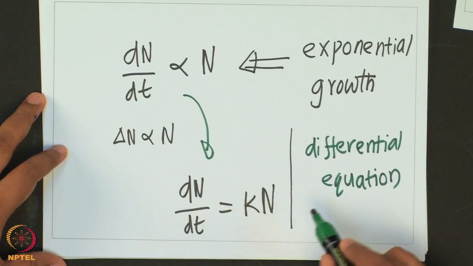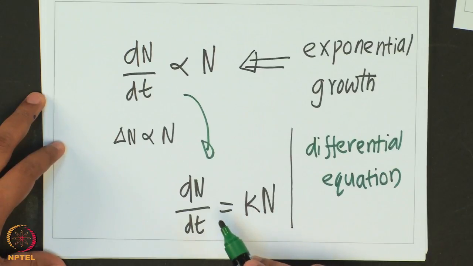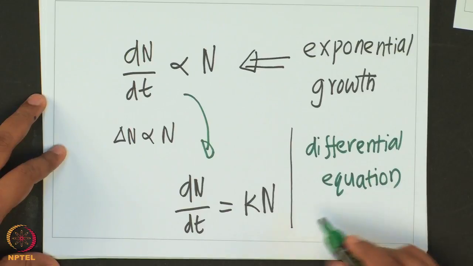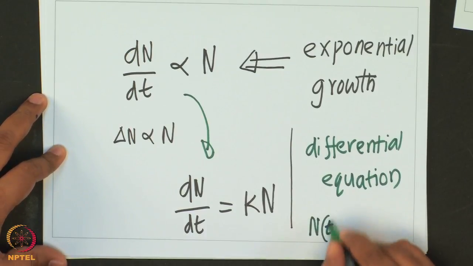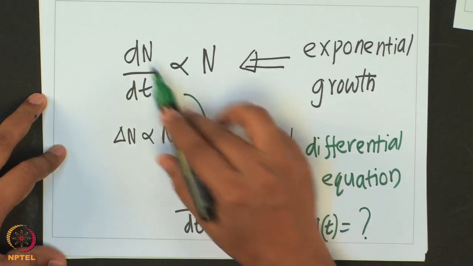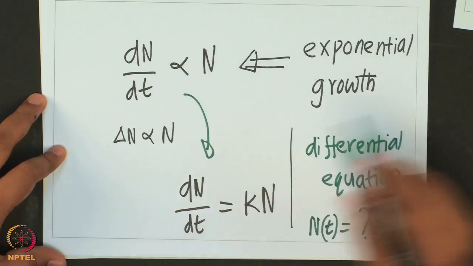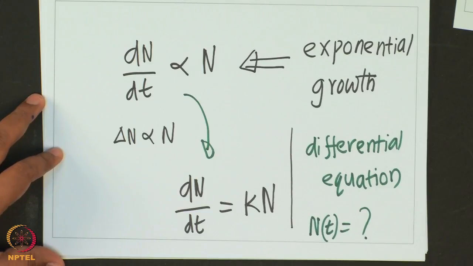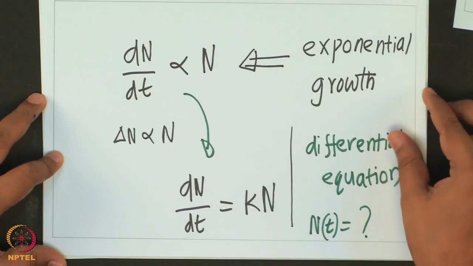dN/dt is equal to kN. Now the question is, how do we solve this equation and get N? What we want is N as a function of t. How do we get this? Knowing this phenomenon, how do we get N of t? And for this we can use the integration ideas that we learned so far.